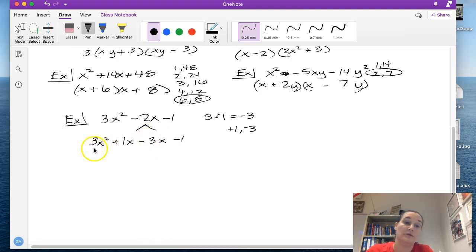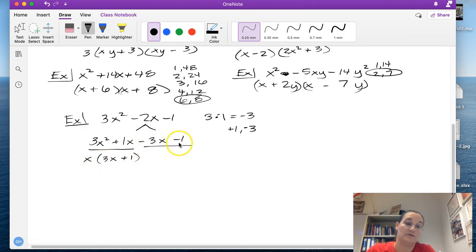All right, so then we factor by grouping. So we split that middle term into these two factors. Now we factor by grouping. We take the first two terms and we factor out their GCF. Their GCF is x. And when we factor that out, we get 3x plus 1. Then we take the second two terms.